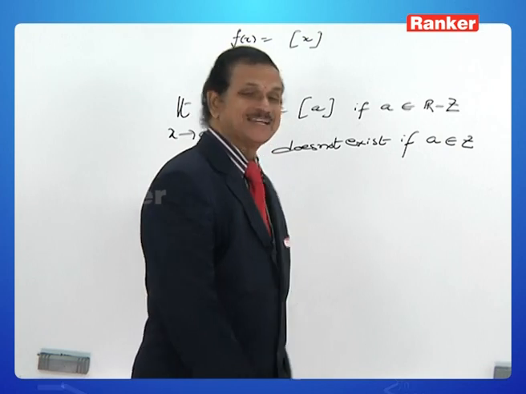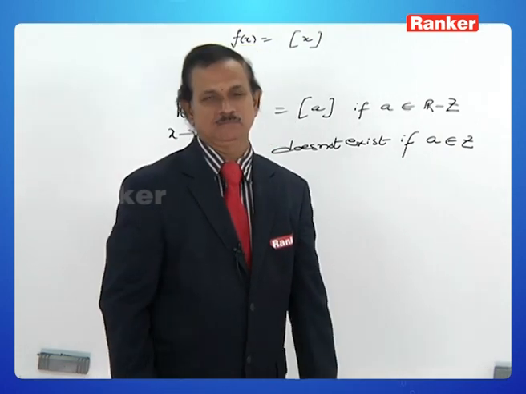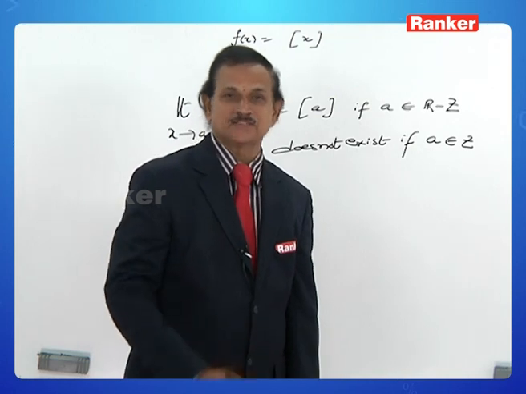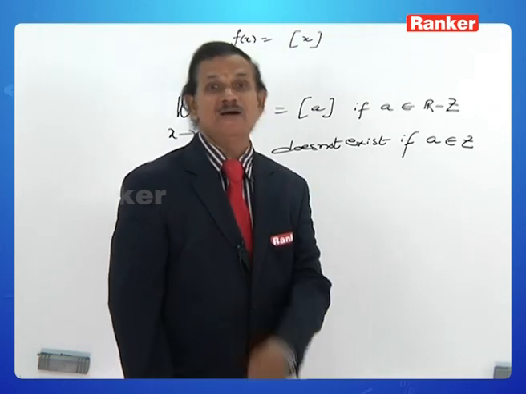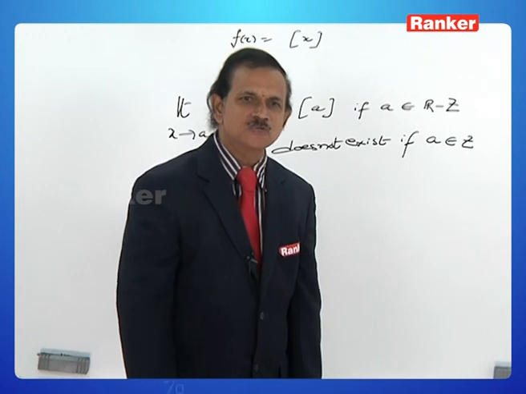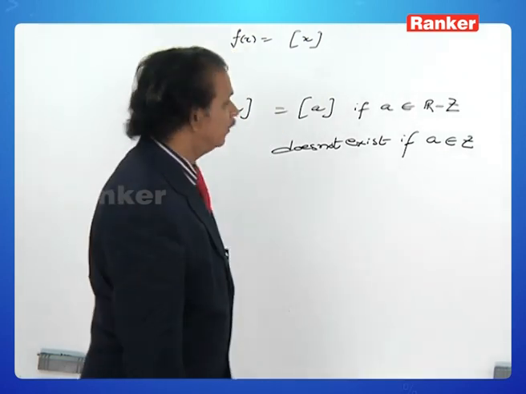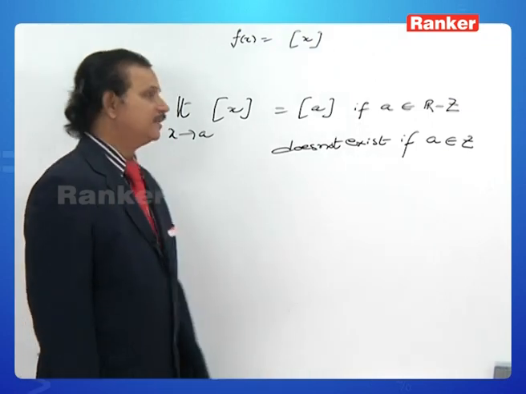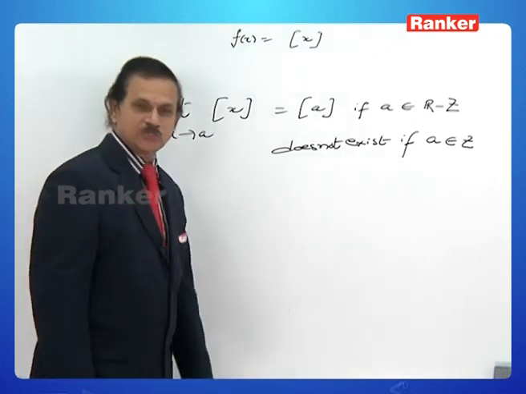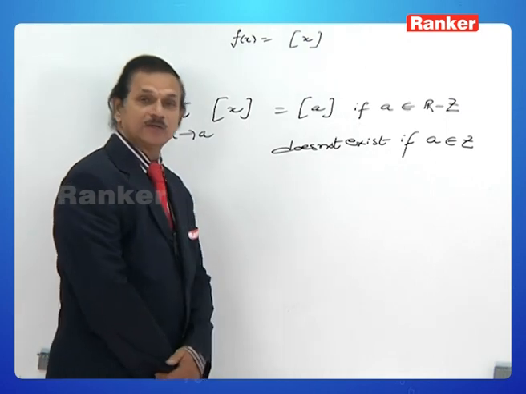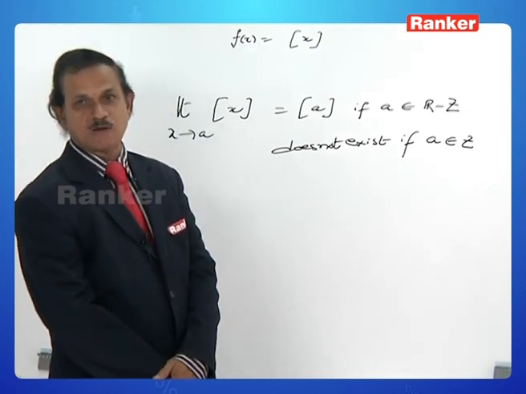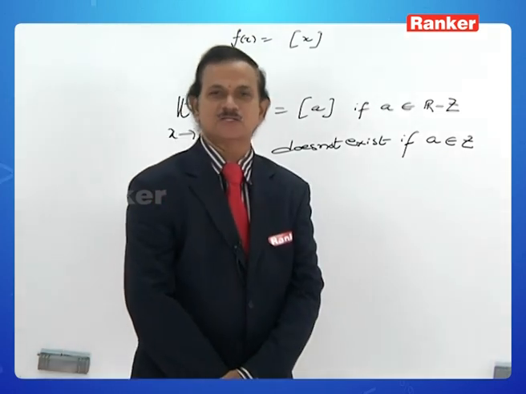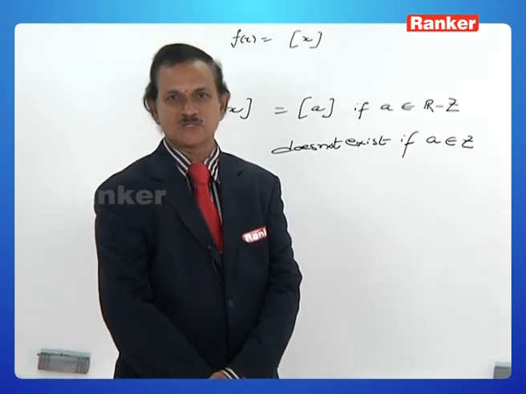Even then, the limit as x tends to minus 4: the right hand limit is minus 4, the left hand limit is minus 5. Even then the limits do not exist. Therefore, as a summary, we can say that the limit as x tends to a of the integral part of x is equal to the integral part of a if a belongs to R minus Z, and does not exist at all if a belongs to Z.